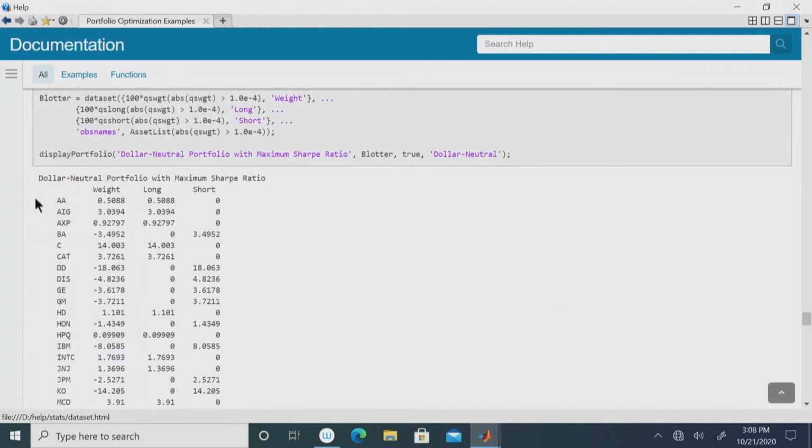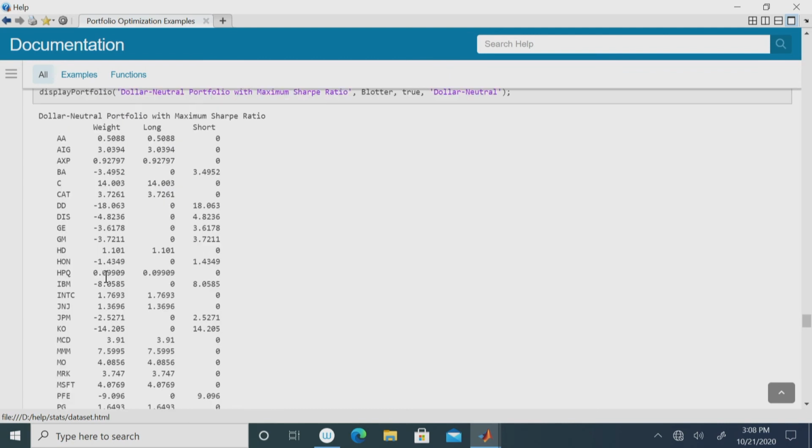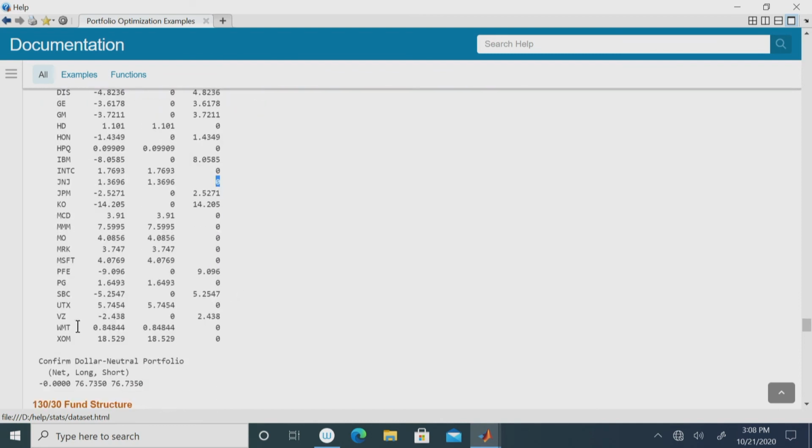So, accordingly you see here that we have a dollar neutral portfolio with the respective weights. Now, as I said, your total position must be equal to 0. You observe here that the weights are specified here. For example, if you look carefully at J and J, Johnson and Johnson, since this is a positive value, that means this is your long position, and 0 is your short position. On the other hand, if you look at JPM, that is JP Morgan here, then it is minus 2.5271. So, that means its long position is 0 and its short position is 2.5271. And then you confirm the dollar neutral portfolio, and you observe that the long position is the same as the short position with a negative sign, and consequently the net is going to be equal to 0.